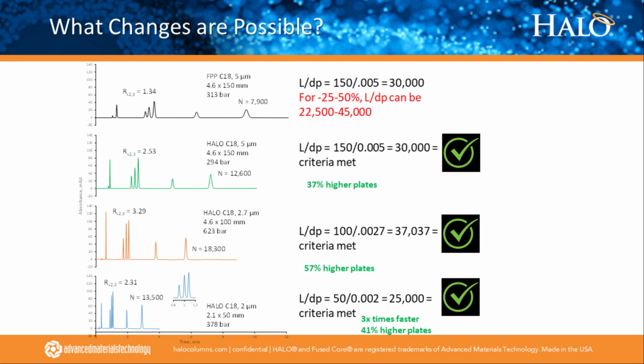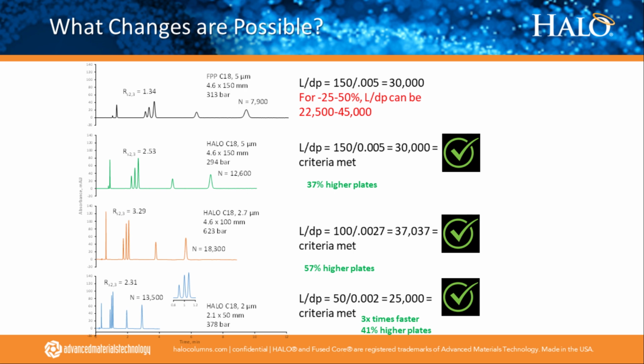And then finally, if we really want to increase the speed and throughput of the method, we can move to a 2 micron superficially porous particle column in 2.1 by 50 millimeter. And now we're still meeting the criteria with an L to DP of 25,000, but our runtime is 3 times faster, and we're looking at 41% higher plates.